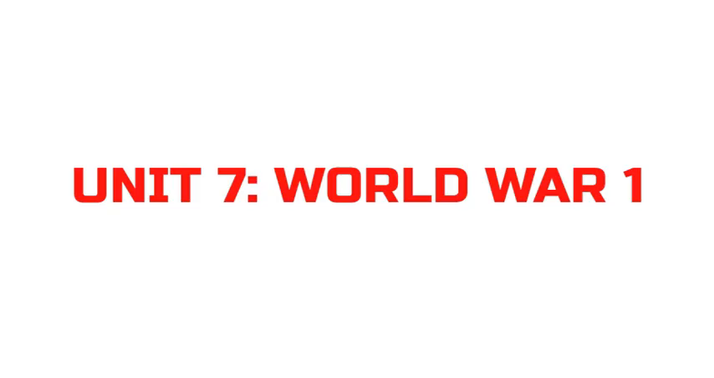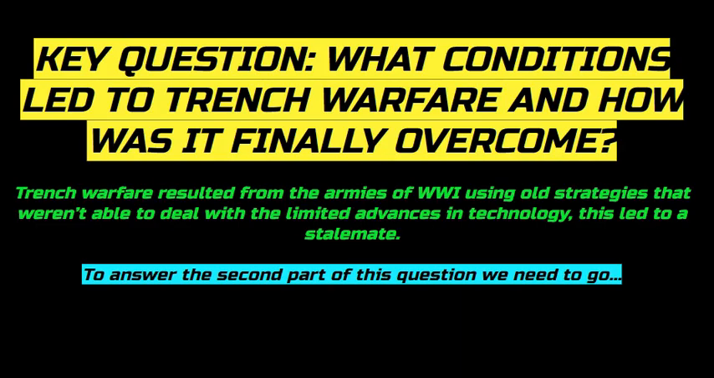Exciting. Alright. Unit 7, World War I. First key question: What conditions led to trench warfare and how was it finally overcome? Trench warfare resulted from the armies of World War I using old strategies that weren't able to deal with the limited advances in technology. This led to a stalemate.